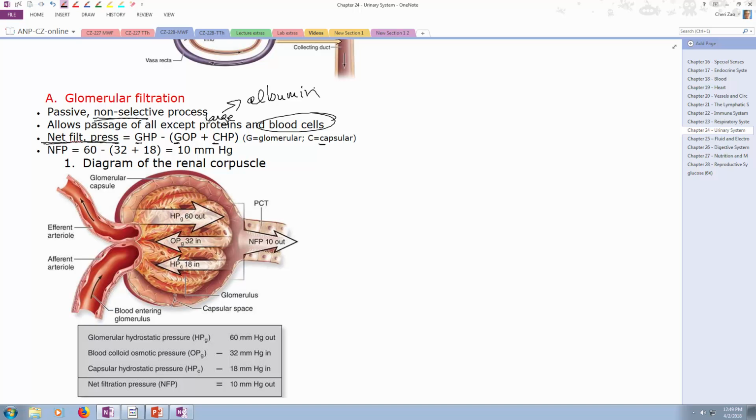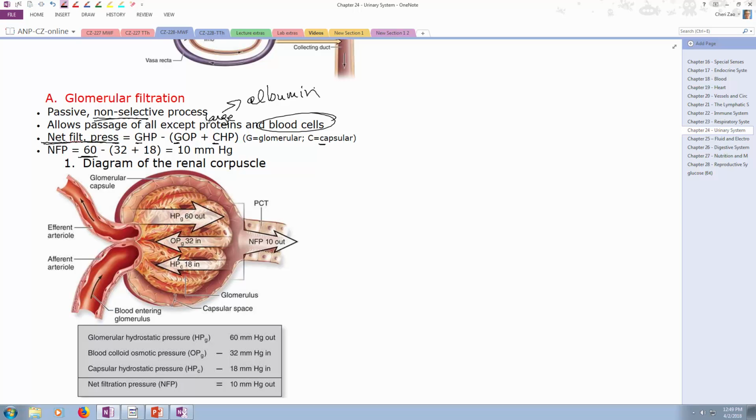We have some numbers here. Net filtration pressure is going to be glomerular hydrostatic pressure of 60. 60 is pretty darn high, isn't it? In a capillary bed, what was our arterial capillary pressure in the beginning of our normal capillary beds? 35. So we've gone from 35 all the way up to 60, and we're also fenestrated. So those podocytes are very important.